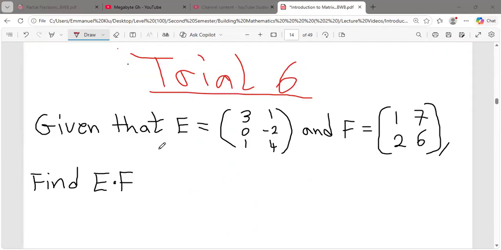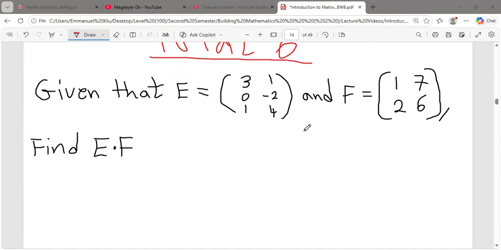Exactly. So in our trial 6, we realize that our question is in the form of: given that E is equal to 3, 1, 0, 2, 1, 4 and F is equal to 1, 7, 2, 6, we are supposed to find EF. Please take note that E is a 3 by 2 matrix, and F is a 2 by 2 matrix. And we are being asked to find the product of these matrices.